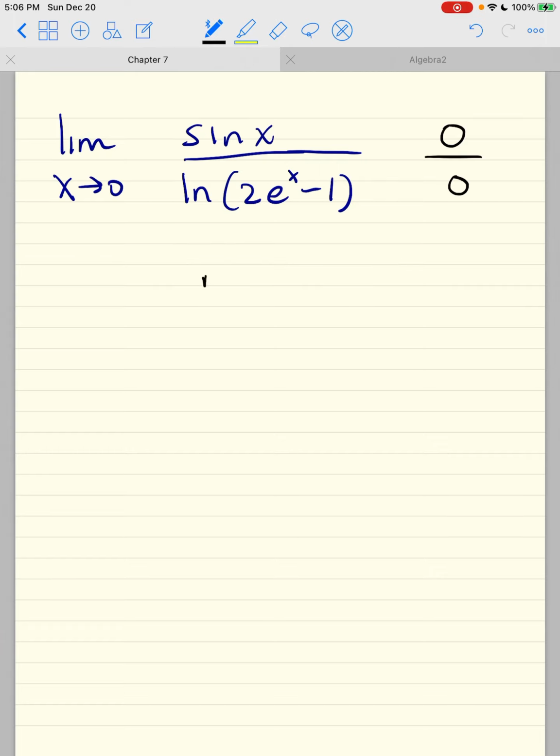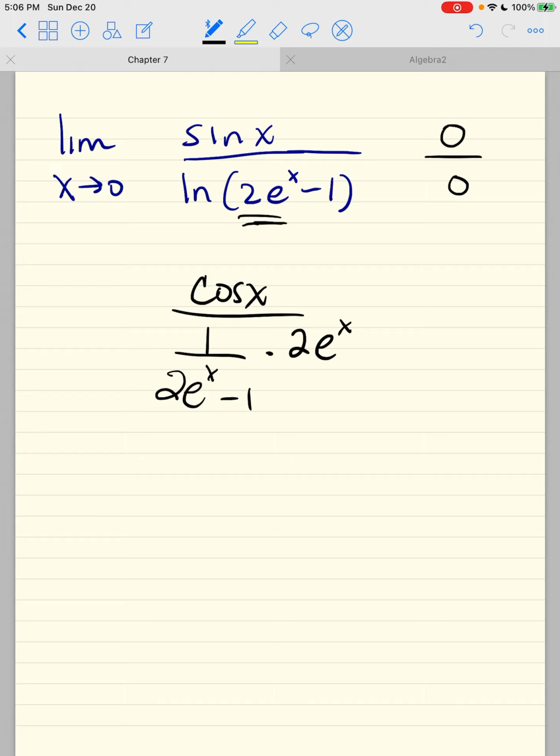So L'Hopital's rule says take the derivative of the top by itself, take the derivative of the bottom by itself. So the derivative of natural log is 1 over the inside times the derivative of the inside. The derivative of 2e to the x is 2e to the x, okay? And then the derivative of minus 1 is basically 0. All right, so what happens here? Well, please do not cancel anything out.